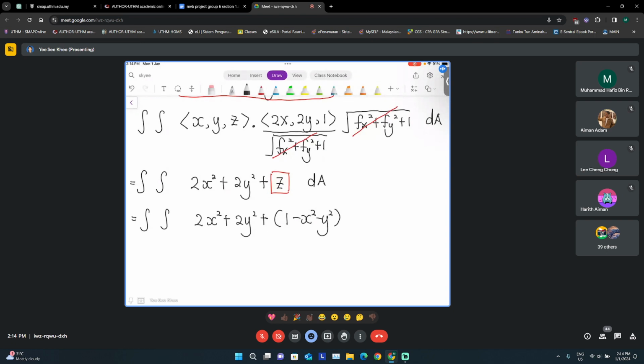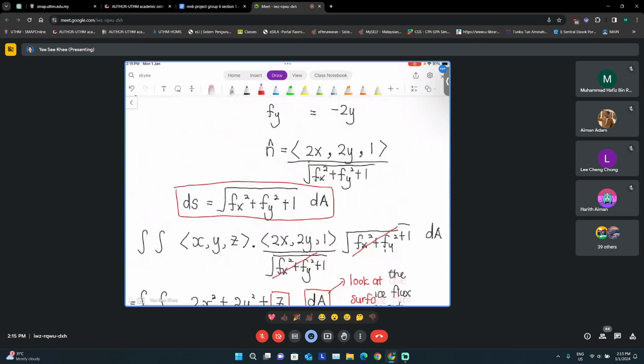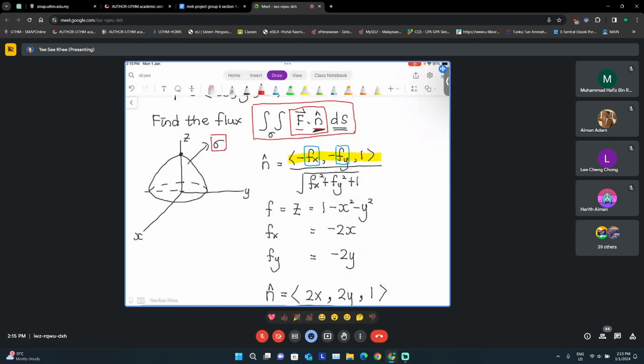And regarding the dA, A stands for the area. So you have to look at the surface that the flux is coming out of. So what surface do we have? We have a paraboloid surface, which is this one. This is a surface.